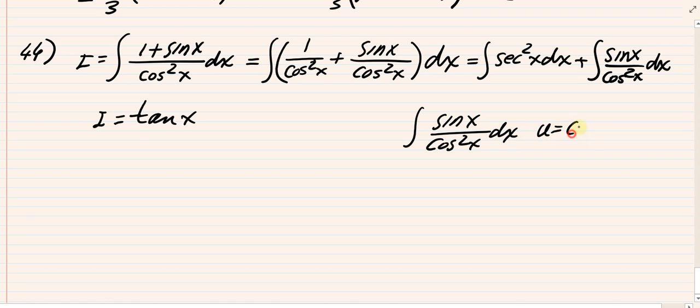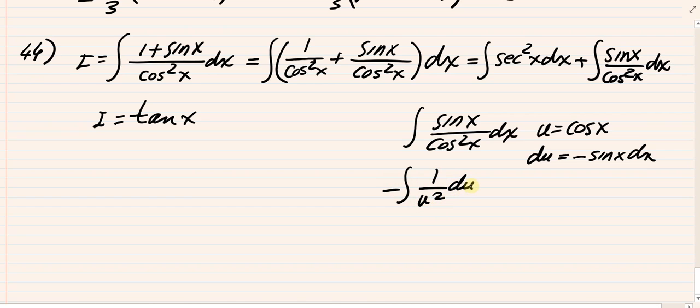If I let u be cosine x like I did before, du would be negative sine x dx, right? The derivative of cosine is negative sine x. So that means negative du is sine x dx. So this is negative 1 over u squared du.